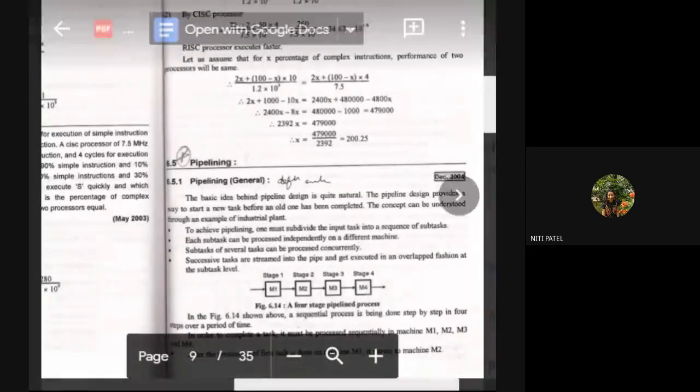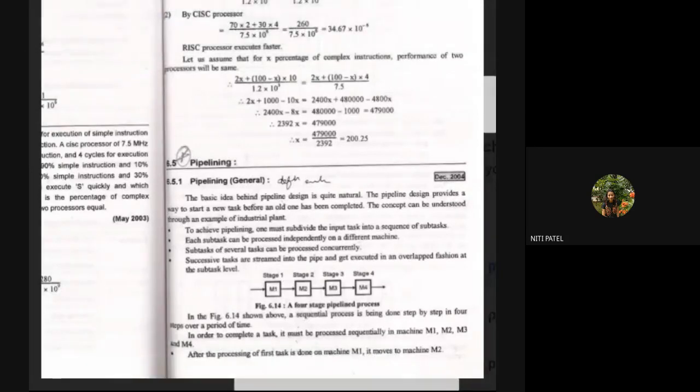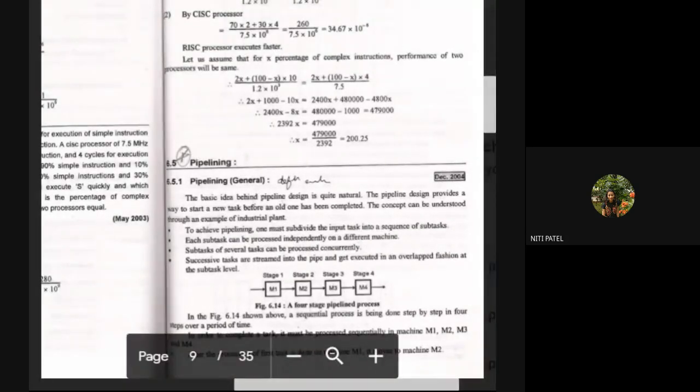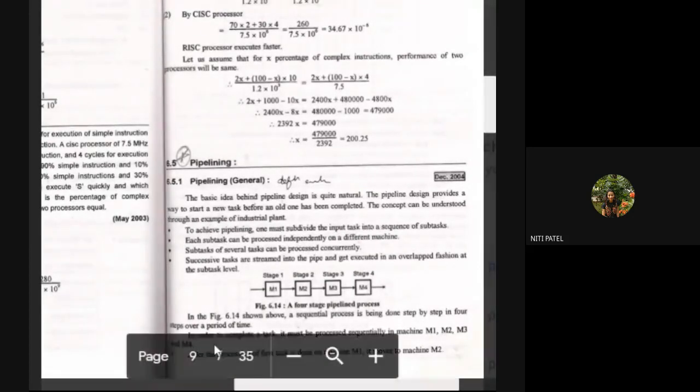So if you see the diagram 6.14, a 4-stage pipeline process. A 4-stage pipeline process means what? In order to complete one single task, I'm using 4 machines: machine 1, machine 2, machine 3, machine 4, and I'm executing the task on all these 4 machines simultaneously in a pipeline or parallelism procedure. Therefore, it is called pipelining. If this is not clear to you, it will become clear when we do the next diagram. So just remember that in this diagram there is one task.